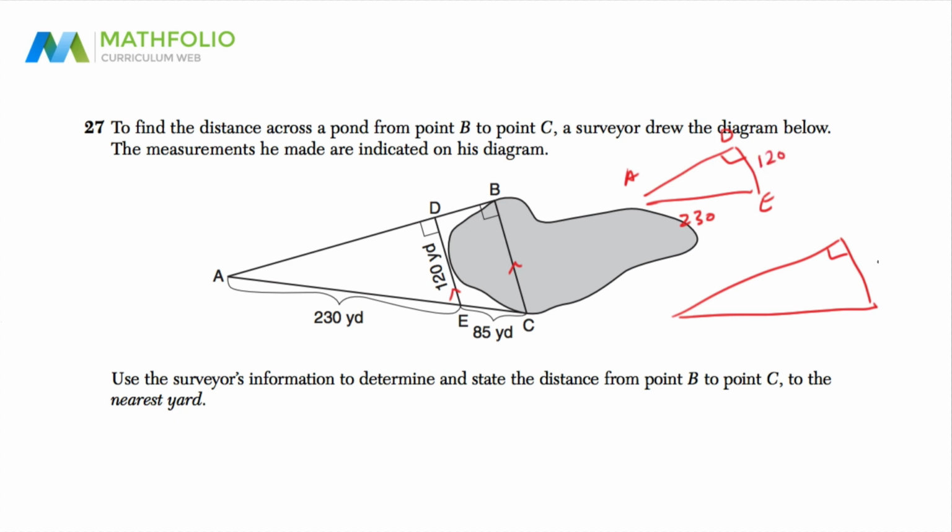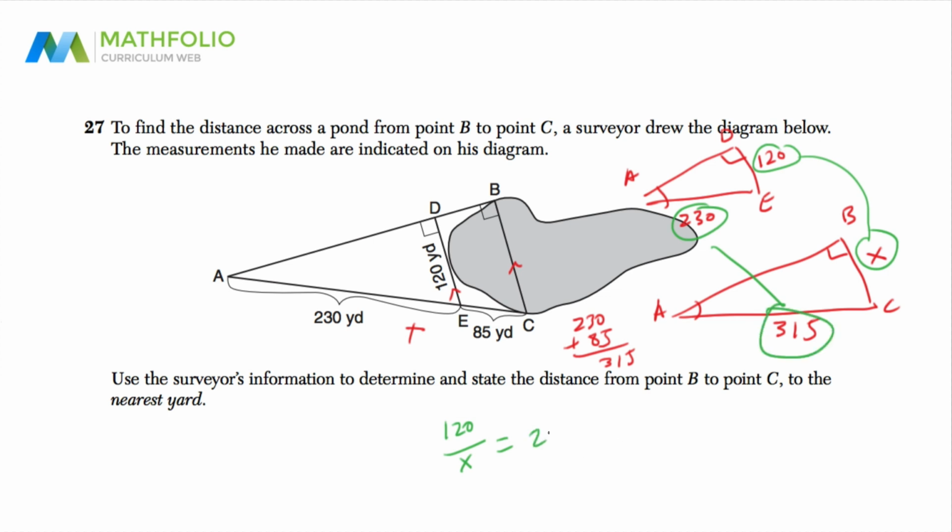This is 120. We need to find the distance from B to C to the nearest yard. We know angle A is congruent to angle A. And we need BC, so I'm going to call that X. And this whole distance from A to C is going to be the result when we add both of these. So 230 plus 85 equals 315. So that 315 is going to be the length from A to C, 315. So maybe you see it now that we can set up a proportion. We've got 120 corresponds with X, so 120 over X equals 230 over 315.